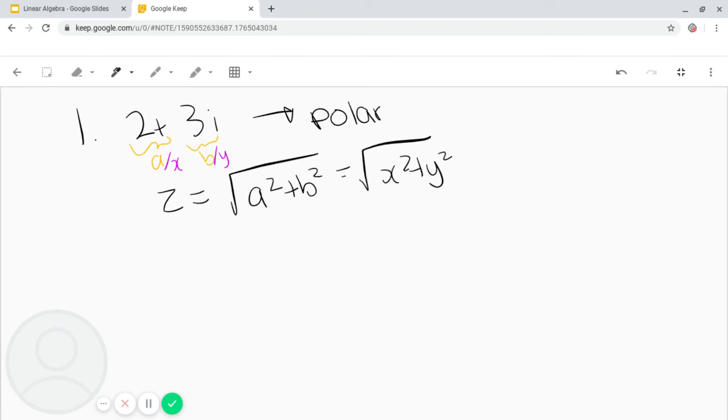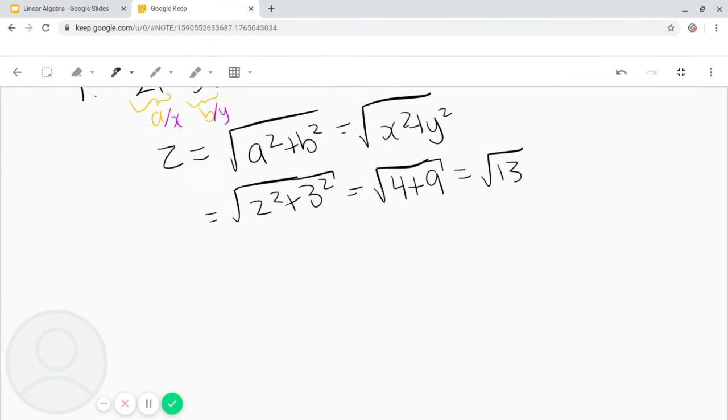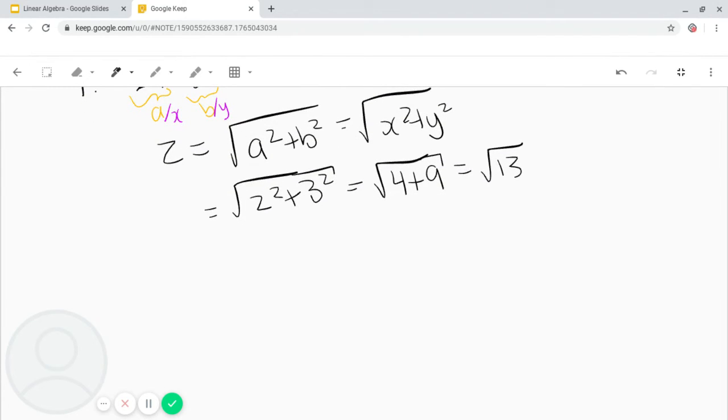So then this would simply be root 2 squared plus 3 squared, which equals root 4 plus 9, which equals root 13. All right, so we found z, and now we want to find theta.